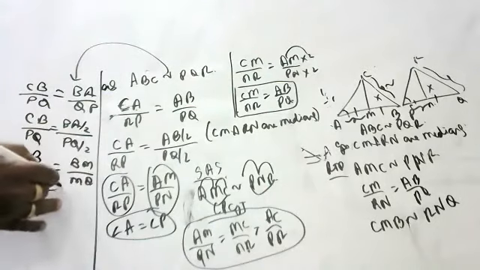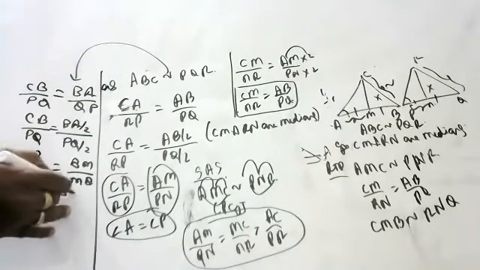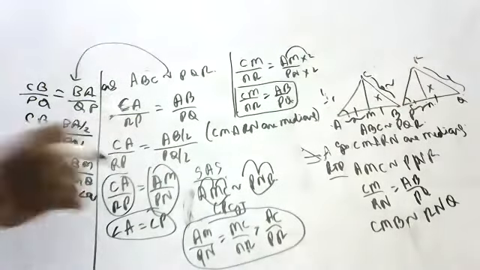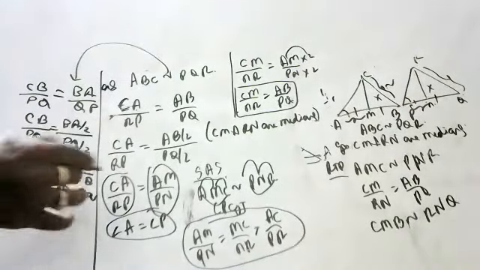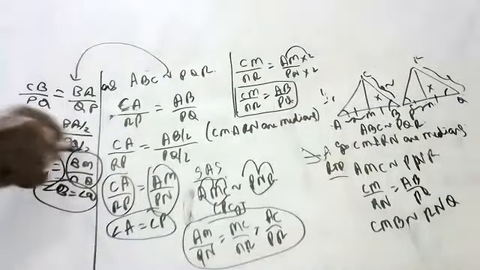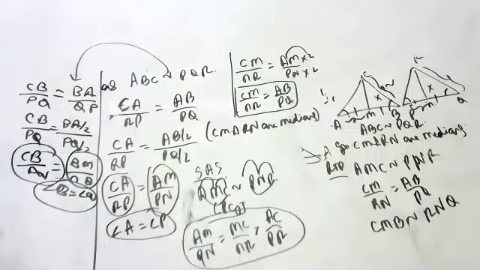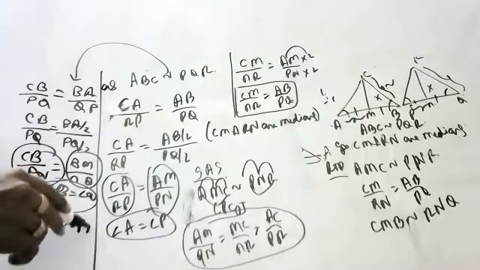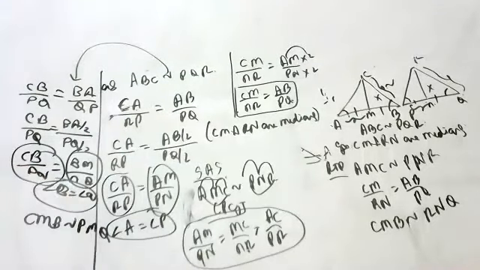NQ, sorry. And children, angle B is equal to angle Q. Why, children? Because they are similar triangles. By SAS, what can we say? We can say the same thing, children. CMB is similar to PNQ.